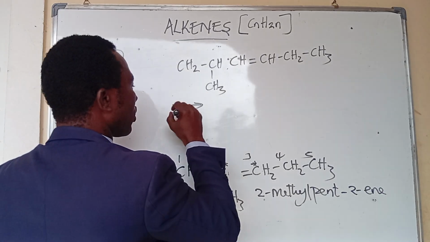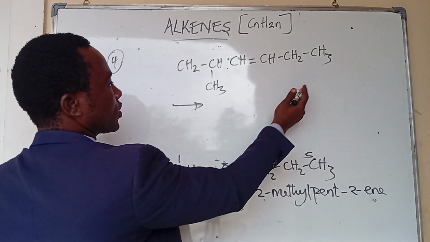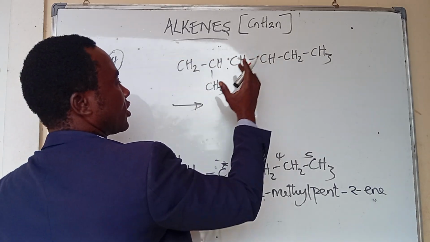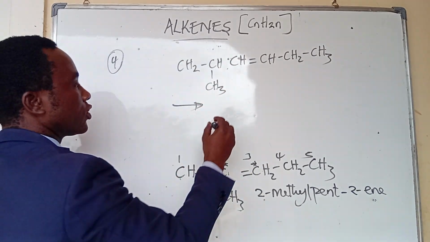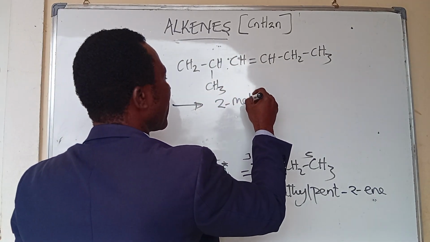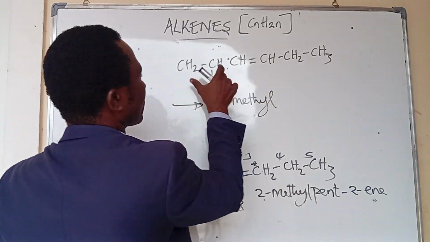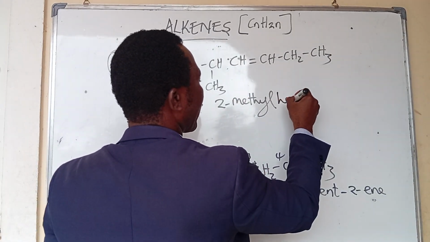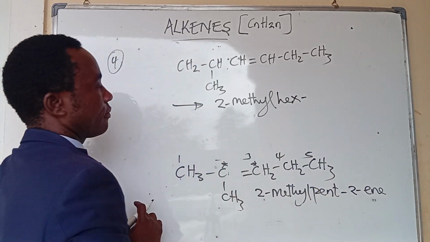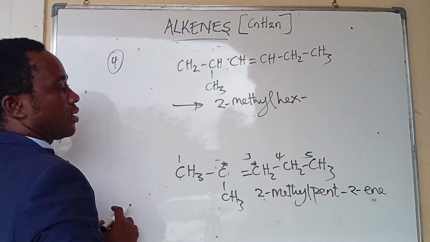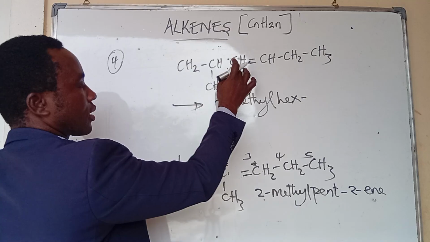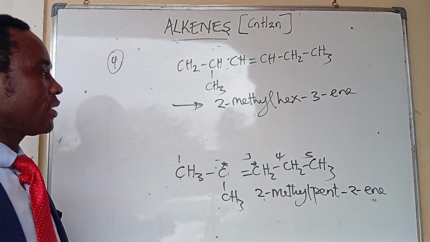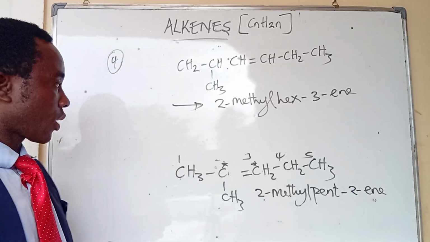So it is best for us to number from here, because from this side the substituent will be at number 5, but from here the substituent will be at number 2. So this is 2-methyl. The longest carbon chain 2, 4, 6. So that is 2-methyl hex. Then indicate the position of the double bond 1, 2, 3, at number 3. So 3-ene. So that is 2-methyl hex 3-ene.